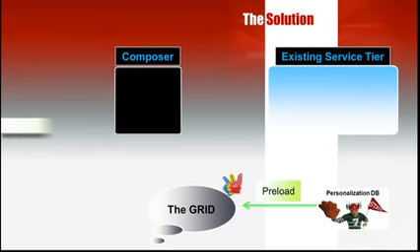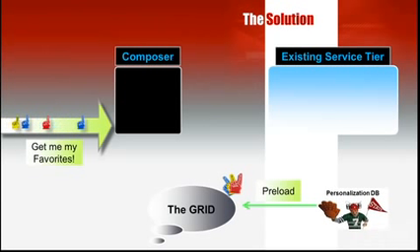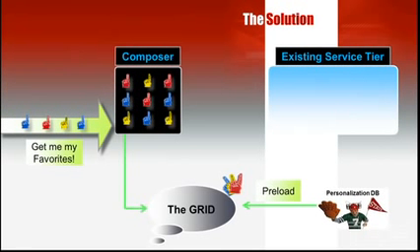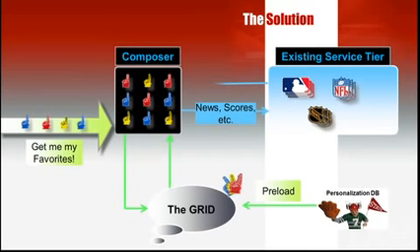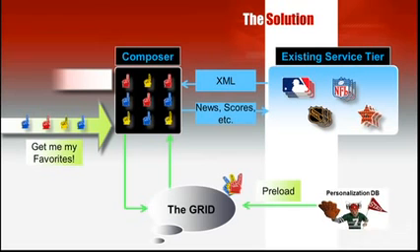So let's see it in action. A user request comes in, or in our case, thousands and thousands come in at the same time. They queue up on the composer, and the composer knows how to talk to the grid. It goes to the grid and gets your preferences. Again, lightning fast, sub-millisecond response time. The composer now knows, based on your preferences, which of our services to go to. So for example, if you're an MLB fan, we'll go to the MLB service. If you're an NFL fan, we'll go to that. And we'll go to multiple services if we need to.